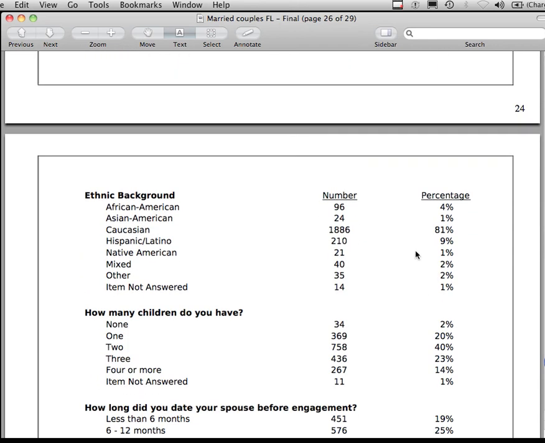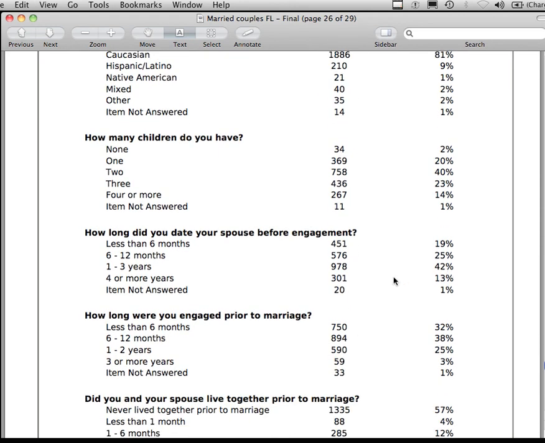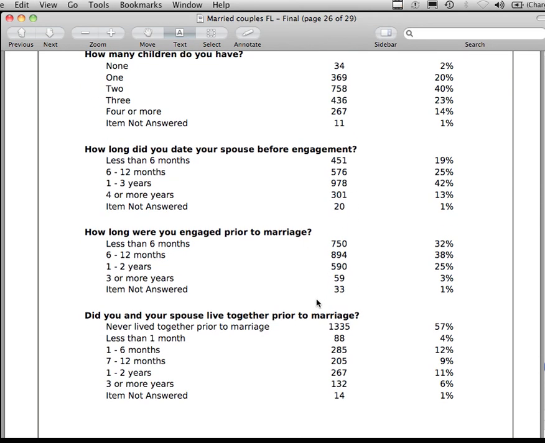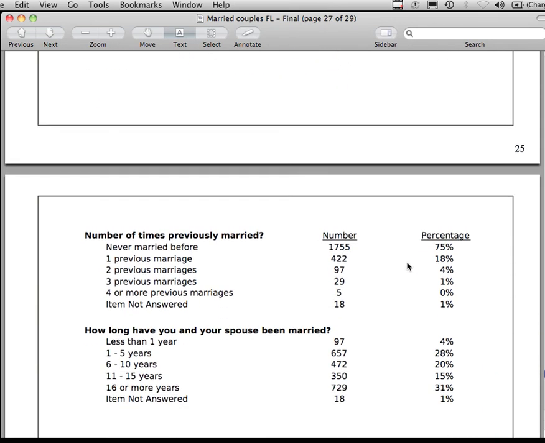The ethnic background, largely a Caucasian sample, although almost 10% were Hispanic, Latino, African American, Asian American, or Native American participants. Average number of children was 2. Cluster here somewhere between 1 and 3 for most of the couples. We asked how long they dated, how long they were engaged, did they ever live together. You can see 57% said they never lived together.